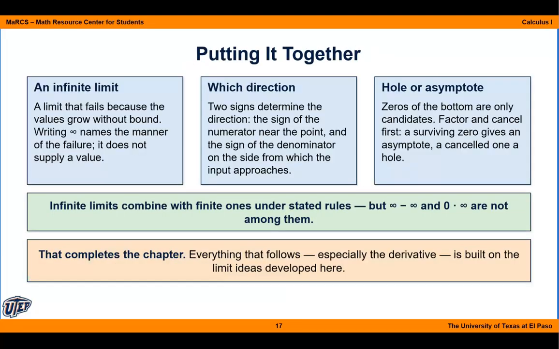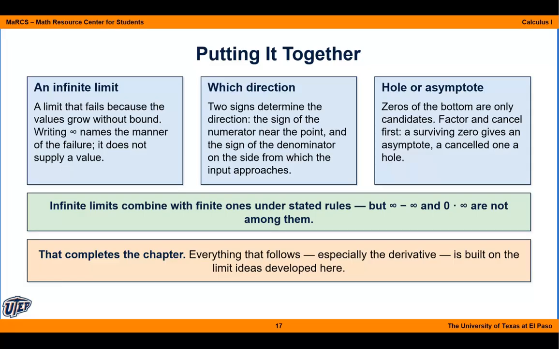Let's bring the main ideas together. An infinite limit describes a function whose values grow without bound. The infinity symbol names the direction of that behavior. It is not a finite value reached by the function. For a quotient, two signs determine the direction: the sign of the numerator near the point, and the sign of the denominator on the side from which the input approaches. Zeros of the denominator are only candidates for vertical asymptotes.